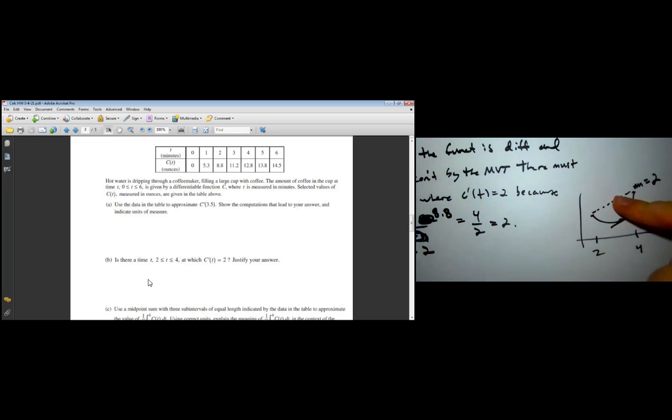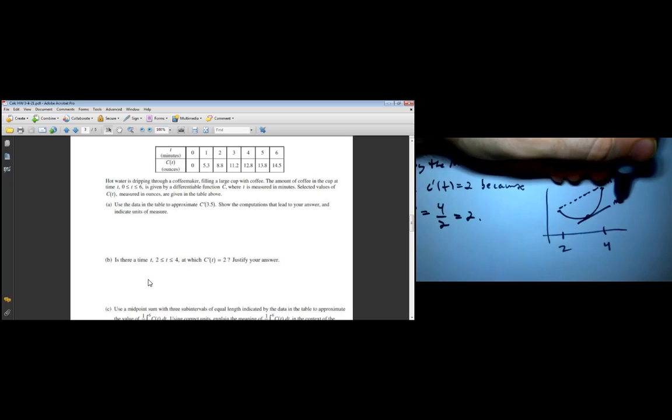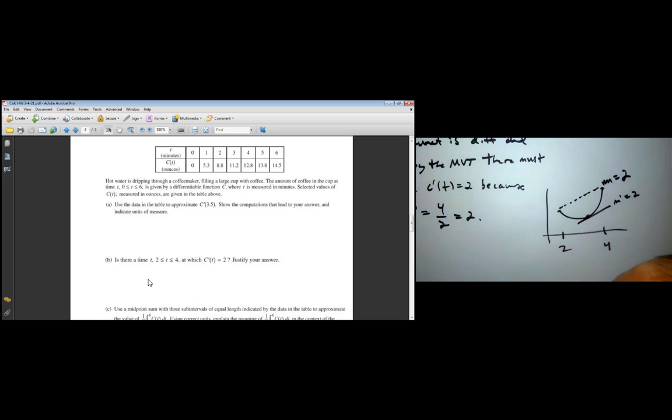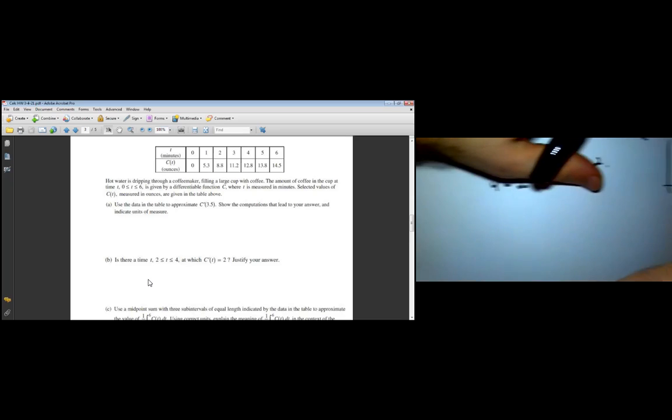And then you say, oh, okay, we're good. Because the function's differentiable and continuous, the mean value theorem says there's got to be a time where that tangent slope is 2. And then that's kind of the end of the problem. Does that make sense? Yeah, thank you.